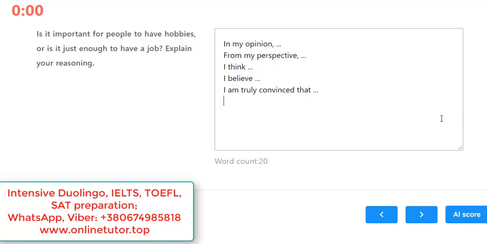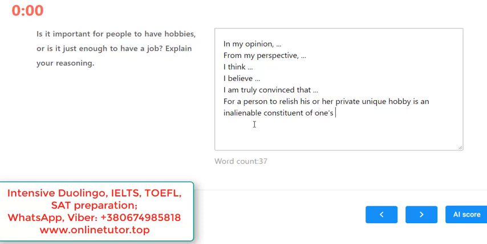Also remember, please, that you are not obliged to start with such an introductory phrase. You can take the bull by the horns. For example, is it important for people to have hobbies or just enough? For example, I favor the variant of having hobbies, yes? So I can start without all this. I can say, for a person to relish his or her private, unique hobby, okay, it's difficult to substitute "hobby," so let it be, is an inalienable, okay, whether I spelled it correctly, inalienable, for example, constituent of one's well-being. You see?